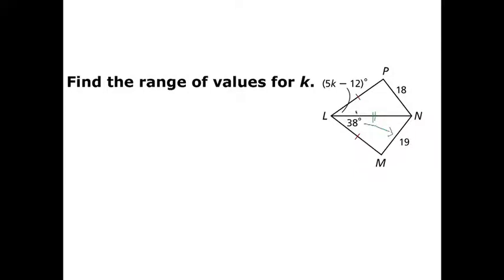If I look across from the 5K minus 12, I see an 18, a smaller number. So using the converse of the hinge theorem, I know that this angle, the 5K minus 12, has to be a smaller angle than the 38 degrees because it's opposite a smaller side. So I can set up an inequality that 5k minus 12 must be less than 38 degrees.